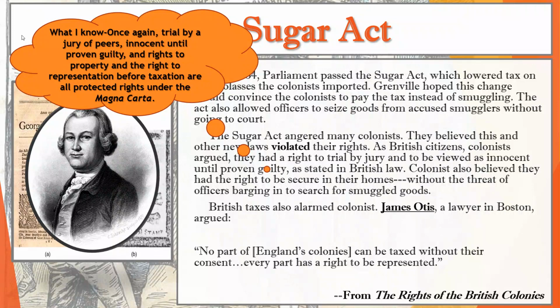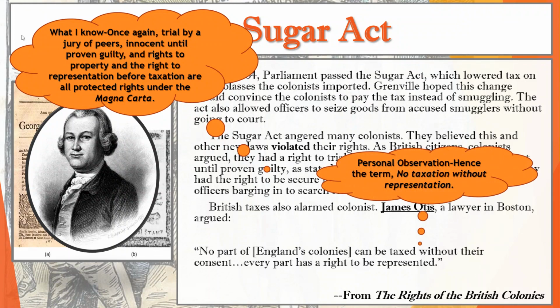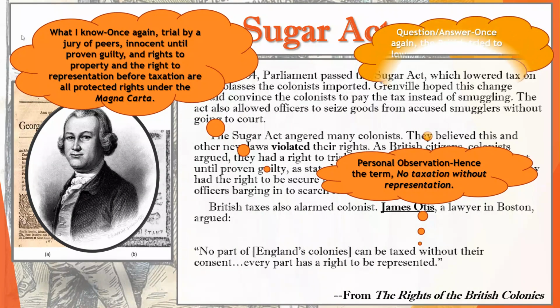Even the Magna Carta has a line in it that says no taxation without the consent of the governed. And certainly the colonists don't have any representation in England. There are no representatives that sit in the House of Commons in Parliament that represent the colonists at all. So keep that in mind. Personal observation, hence the term no taxation without representation. And again, that naturally came to my mind as I was reading.